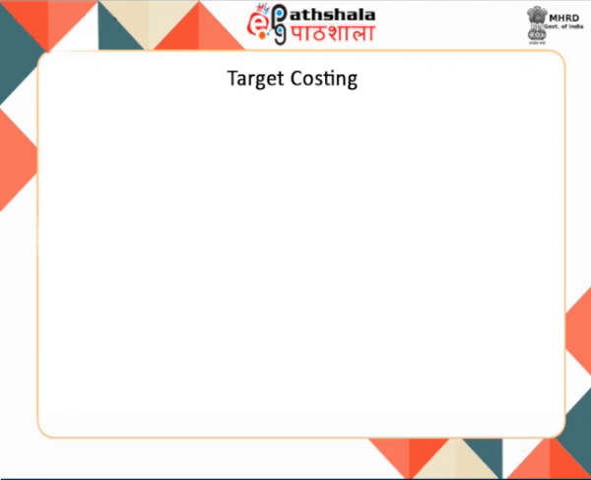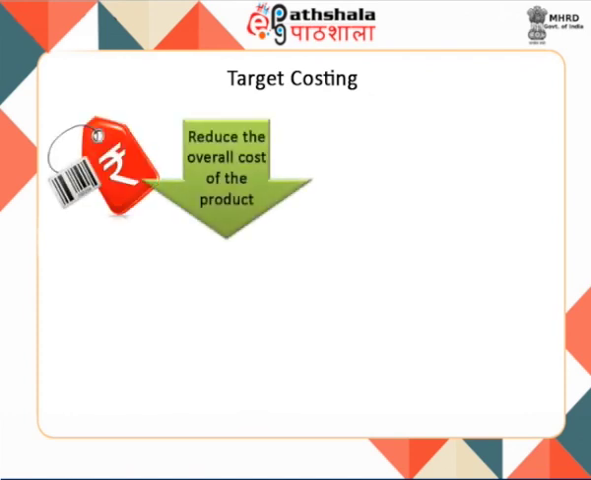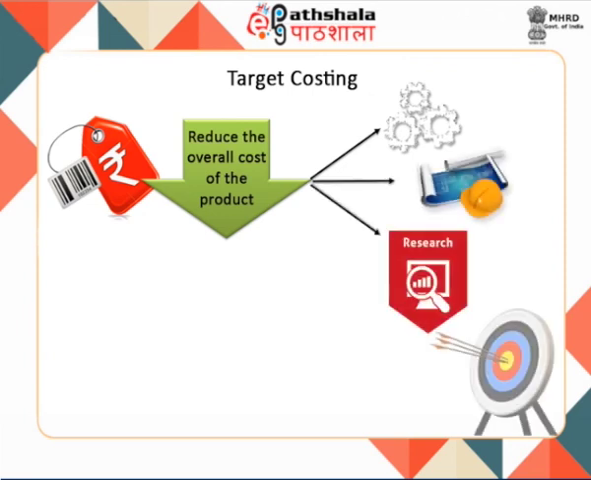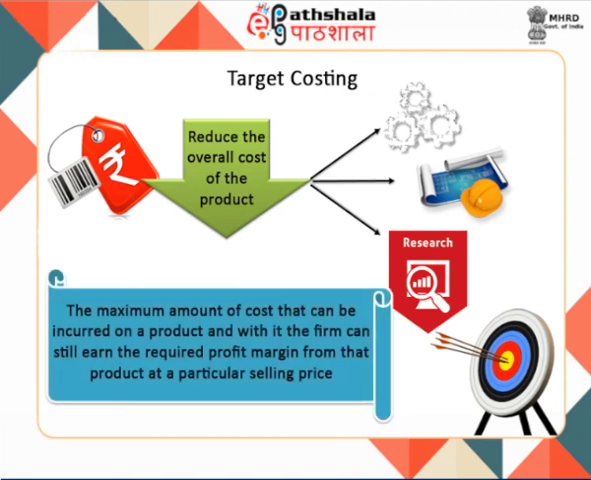Target costing is a pricing method used by companies. It is defined as a cost management tool for reducing the overall cost of a product over its entire life cycle with the help of production, engineering, research, and design. A target cost is the maximum amount of cost that can be incurred on a product, and with it, the firm can still earn the required profit margin from that product at a particular selling price.